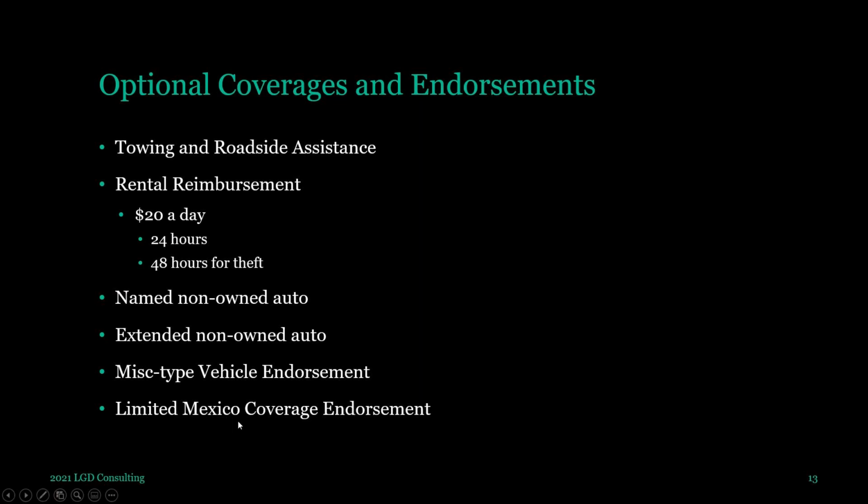All right, but if you don't have this endorsement, your policy doesn't cover you in Mexico at all. Your personal auto policy covers you anywhere in the U.S. and Canada, okay, and U.S. territories like Guam. But absolutely no coverage in Mexico or Europe or anywhere else. Okay, that's how you want to understand that.